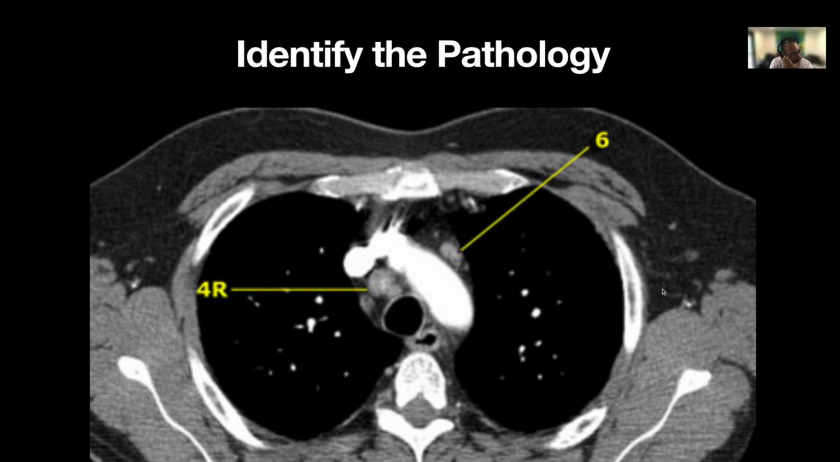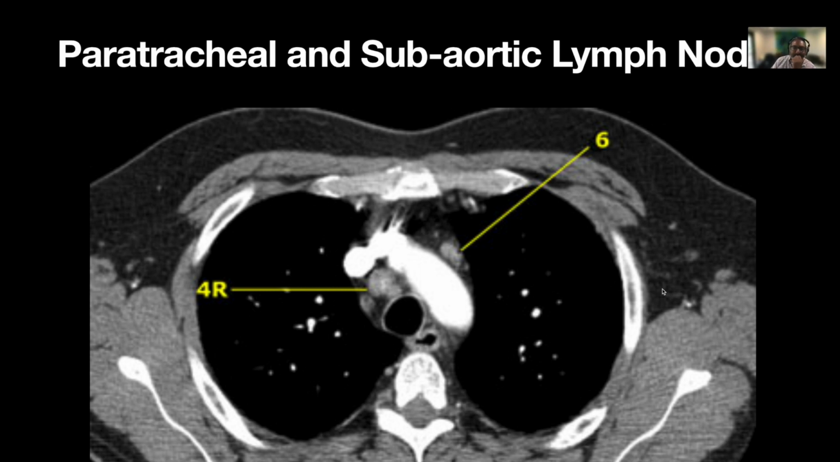Okay, so I think 4R is probably paratracheal again. Fair enough. 6, maybe prevascular. Correct. I think paratracheal and subaortic. Subaortic is fine. Prevascular could also be fine.